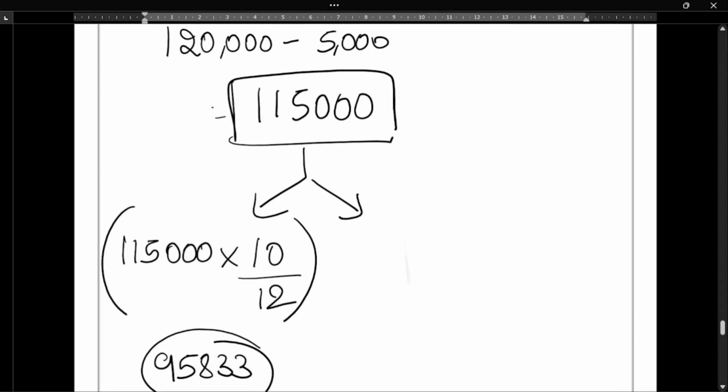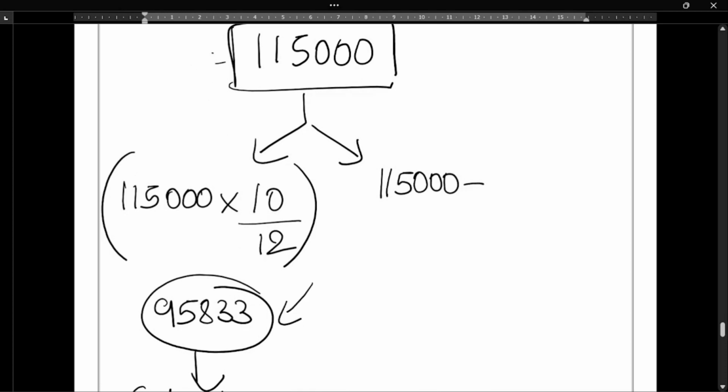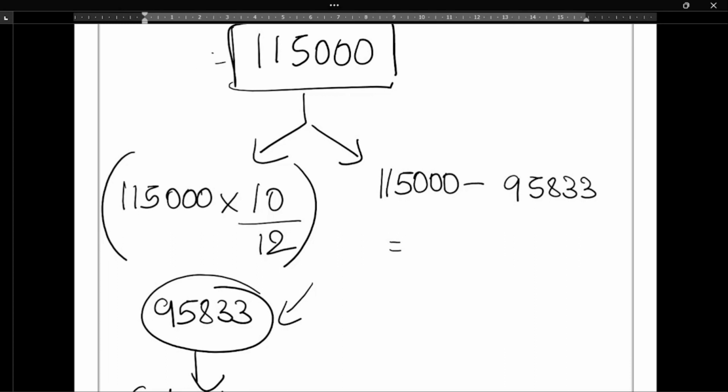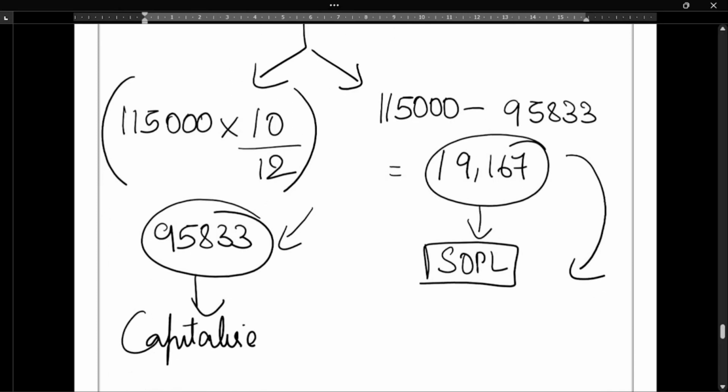Remaining, how to find out this remaining? That is 1,15,000 minus how much is capitalized? We have capitalized 95,833. So 1,15,000 minus 95,833 will be 19,167 rupees. This will go to the statement of P&L account because it is nowhere considered as directly attributable expenses.